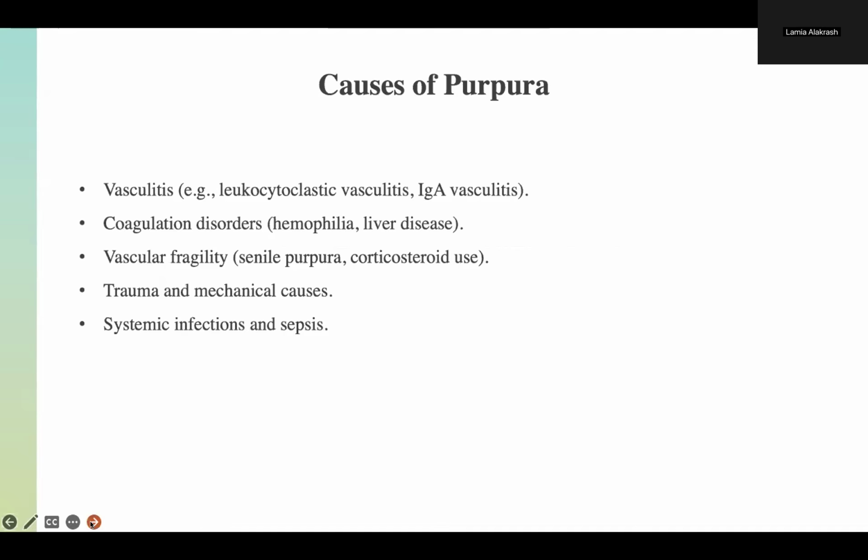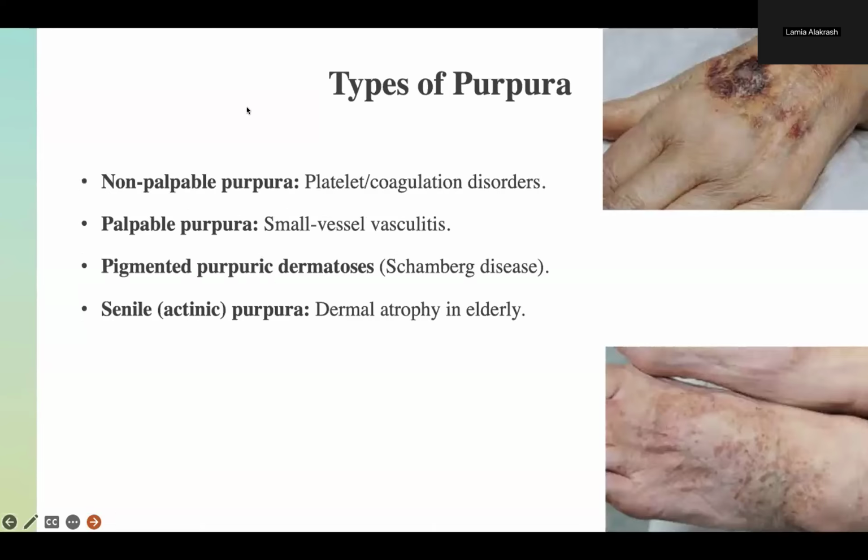Causes of purpura include vasculitis, most commonly leukocytoclastic vasculitis, and coagulation disorders. Also, vascular fragility should be considered, such as senile purpura or steroid use. Trauma and mechanical causes are also common causes of purpura, and again, secondary causes like infection should be considered.